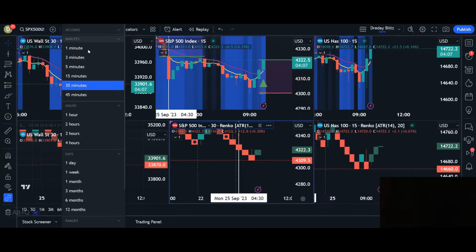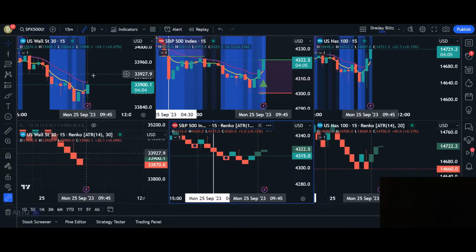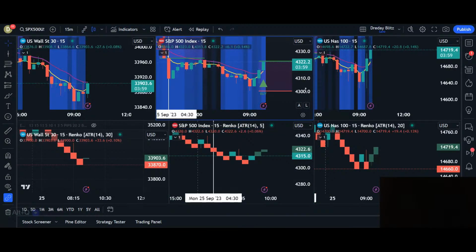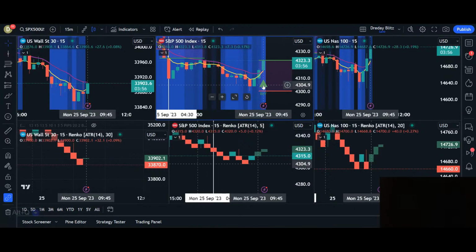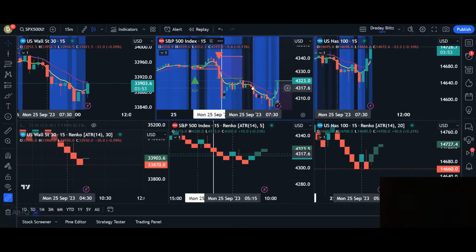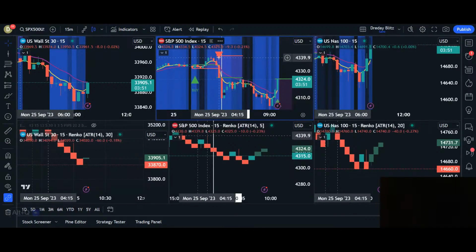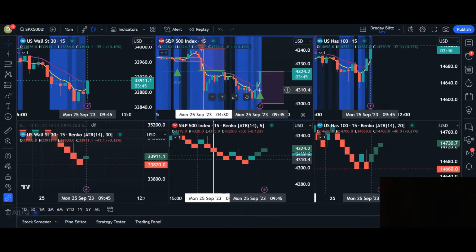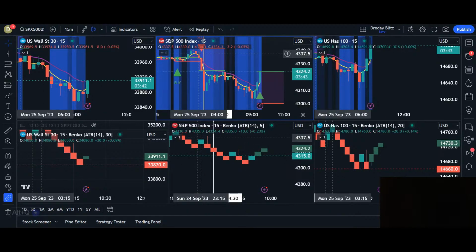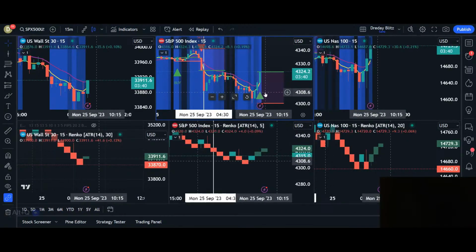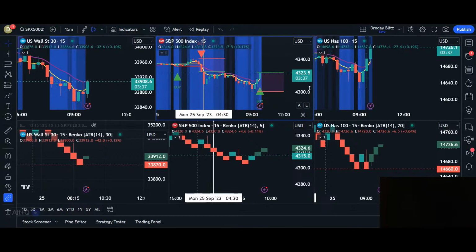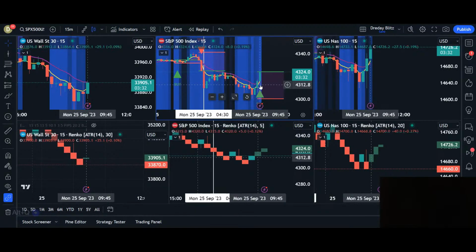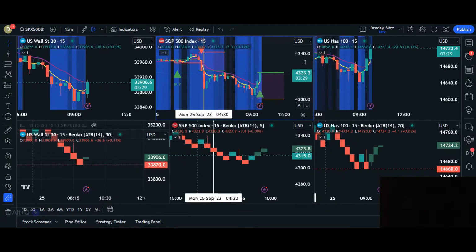I'll put it back on the 15. Perfect. And if you have a buy entry and you were on that trade, that's one way to get out of a trade: if you were in that sell and now you get a buy, make sure to get out of that sell because you're going to be missing out on all of that move. Okay, so that's another way to get out.